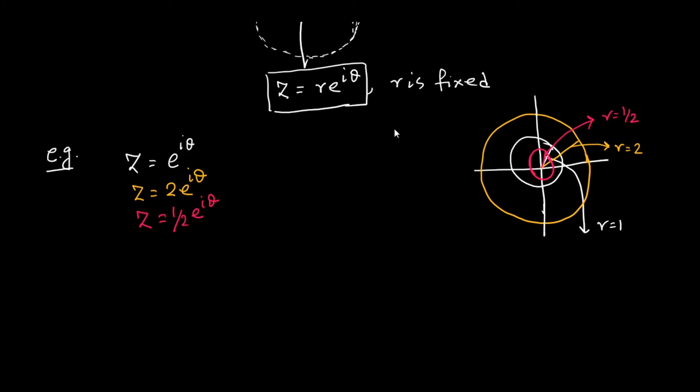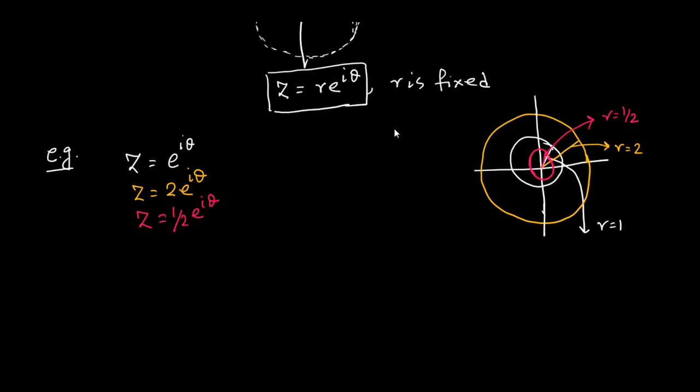That means for any value of theta, z equals e to the power i theta will represent a point on this circle of radius 1. For any value of theta, z equals 2e to the power i theta will represent any point on the yellow circle. For z equals half e to the power i theta, for any value of theta, z will be a point on this pink circle. So this is how we can look at the points also.